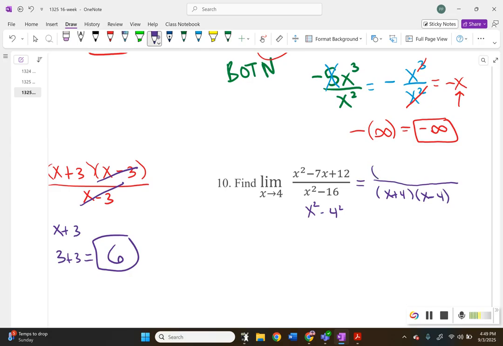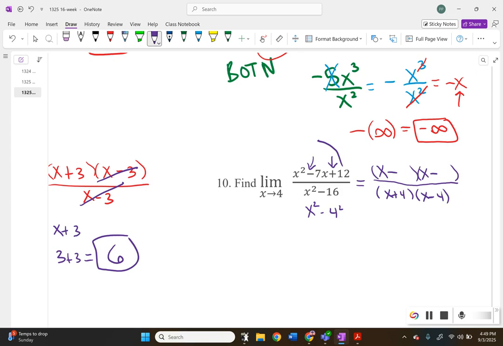On top, I have a trinomial. So I'm going to backward FOIL, x and x. The sign right in front of the constant is a plus. That tells me my signs are going to be the same. And if I look over here, it tells me which sign they're going to be. They're both going to be negative.